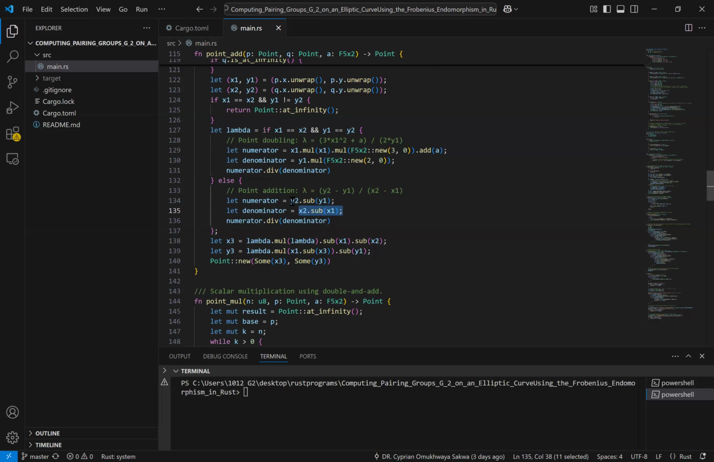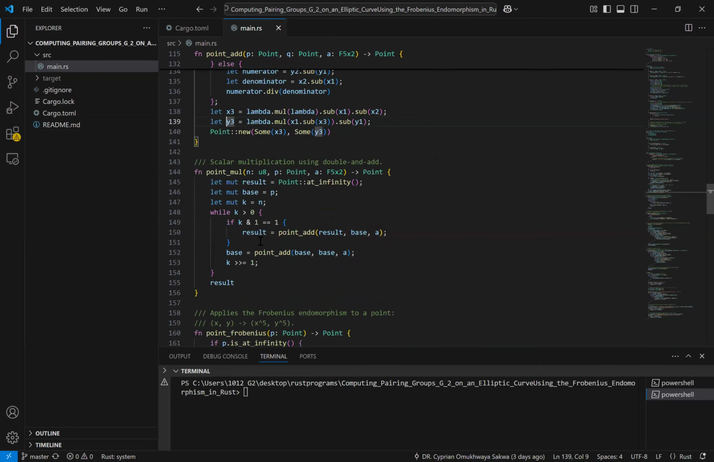And again, once you have y2 minus y1 as the numerator and x2 minus x1 as the denominator, you cannot divide. What you can do is multiply the numerator by the inverse of the denominator. You can only do that. Then after that, find the x3 and the y3 value.